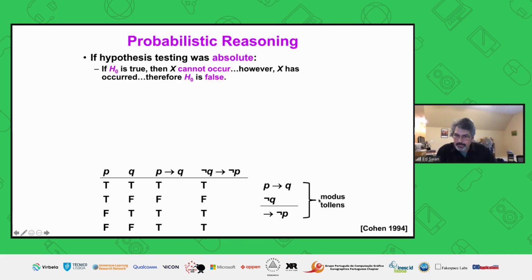So modus tollens: if P implies Q, so if P, then Q, and then we assert that not Q is true, we conclude that not P is true. This is the logical flow right here. If the null is true, that's P, then X cannot occur, that's Q. So P implies Q. However, X has occurred, that's not Q. Therefore, the null is false, that's not P. So this is the reasoning if it was absolute.